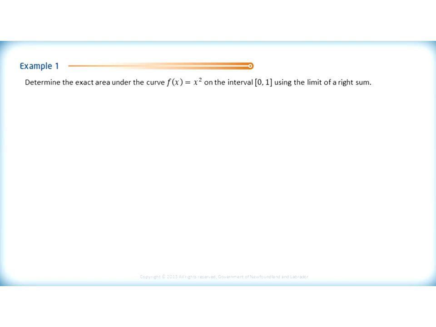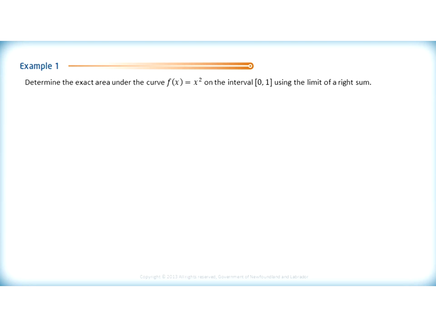Here we go. So it says determine the exact area under the curve of f of x equals x squared on the interval from 0 to 1 using the limit of a right sum. This is the only example I'm going to do in this session. And I know we're looking at examples to help us review for the exam, but if we're going to get this to help us with the next thing, it's more about a concept at this point. So let's have a look.